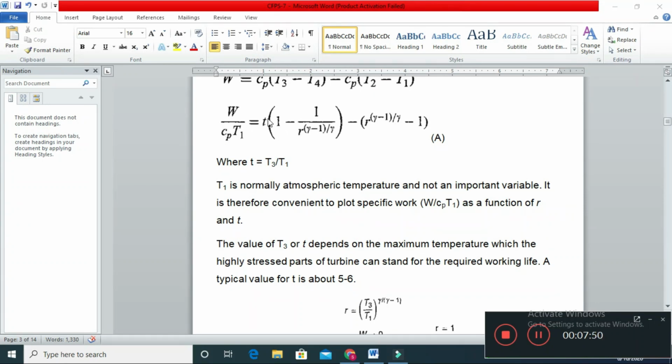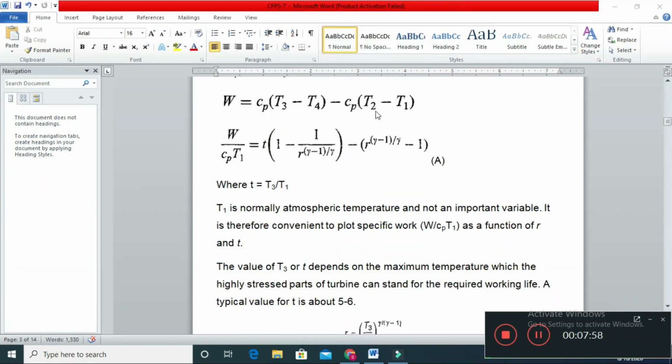Then we have another parameter which is small t. Small t is T3 over T1. In order to have the relation in simplified form, we are using symbol t, which is equal to T3 over T1. T1 is the inlet temperature, T3 is the maximum cycle temperature.